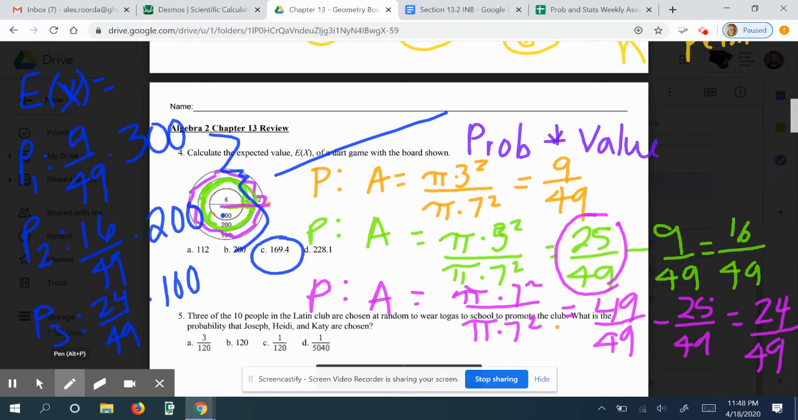Now it seems like a lot of work, and this one can be quite a bit of work, but hopefully in a problem that you have on your test, the expected value problem is a little easier, because sometimes they can be really easy.